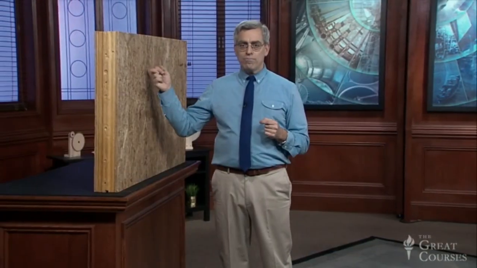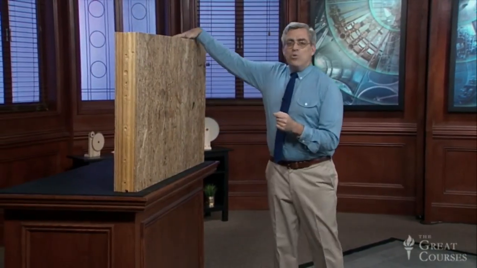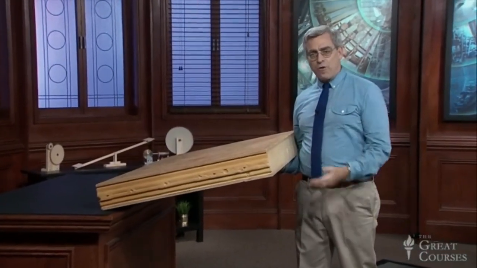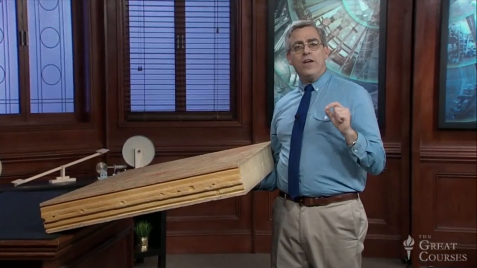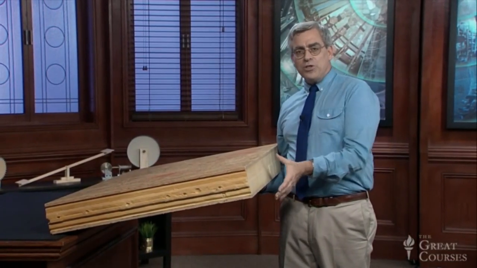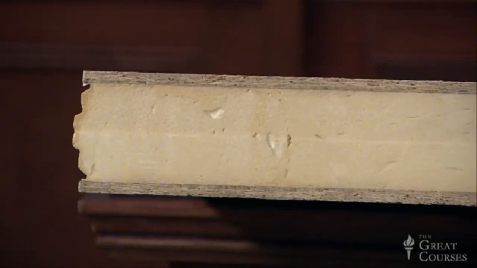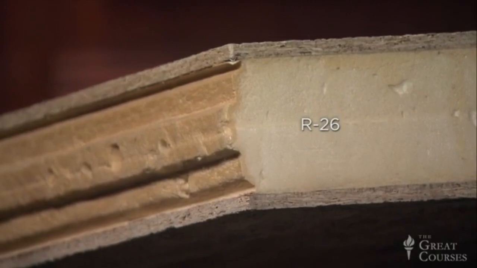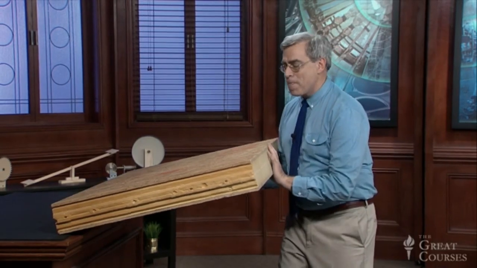A SIP consists of 2 structural boards, typically oriented strand board, bonded to a solid foam core with total thickness ranging from 4.5 inches to as much as 12.25 inches, depending on the required R value. This particular panel is 4.5 inches thick, essentially identical to my sample stud wall, and it's a very impressive R26. The thicker ones can actually exceed R50.